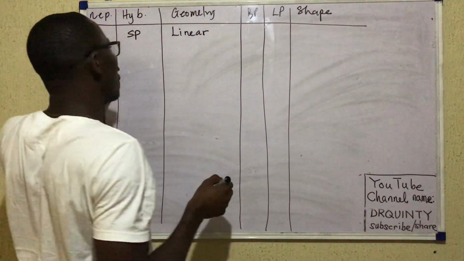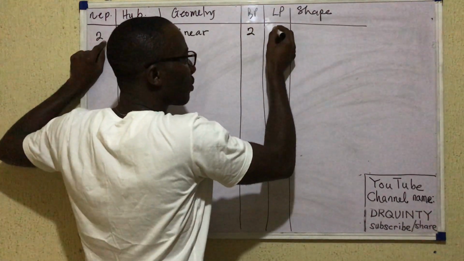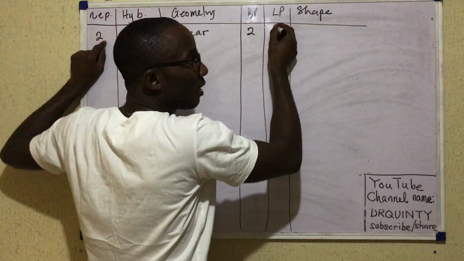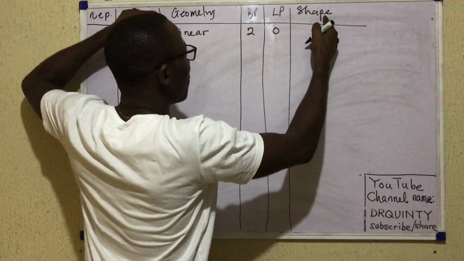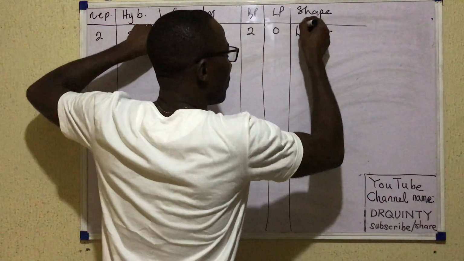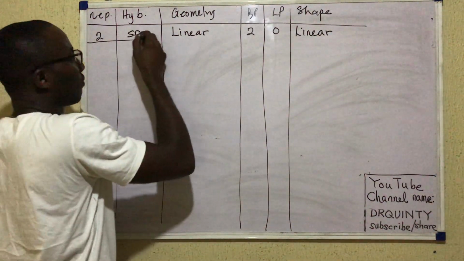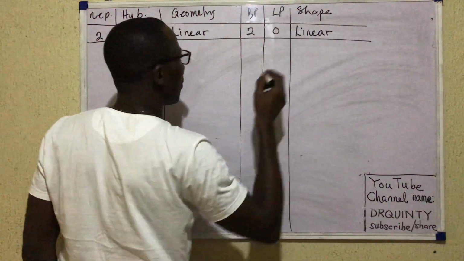And usually when there are 2 electron pairs, they would be bond pairs so that we have no lone pairs. And what do you expect for the shape now? The same with the geometry, so we say linear. So that settles that one. So that's for a case where you have 2 electron pairs.